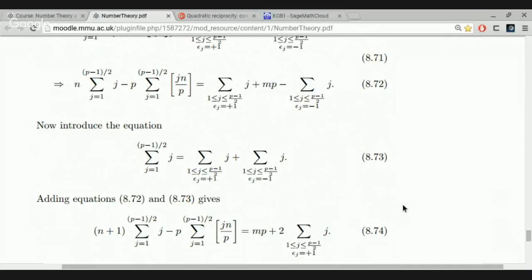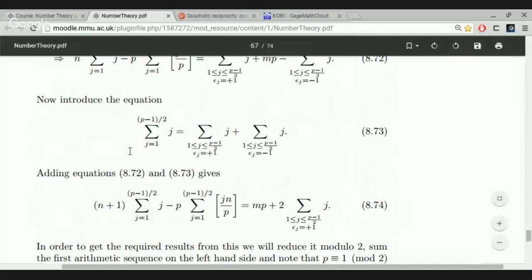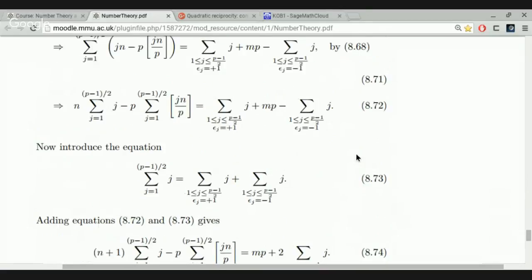The j's, some of them have plus signs, some of them have minus signs associated with them. So you add up all the j's with a plus sign, you add up all the j's which have a minus sign, and then you've got all the j's. So we have this equation, and now we add these two equations. This equation here we just introduced, and this one here, we add them. The reason we're adding them is to cancel these terms here.